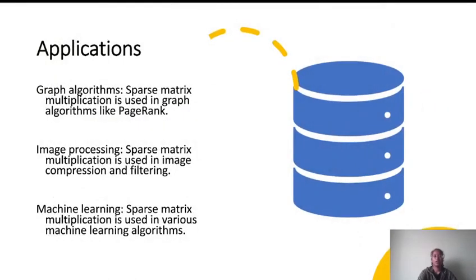Applications of sparse matrix multiplication. Graph algorithms: sparse matrix multiplication is used in graph algorithms like PageRank. Image processing is a second application. Sparse matrix multiplication is used in image compression and filtering. Third application is machine learning. Sparse matrix multiplication is used in various machine learning algorithms.